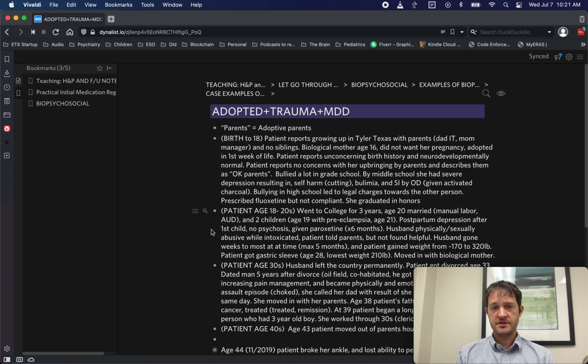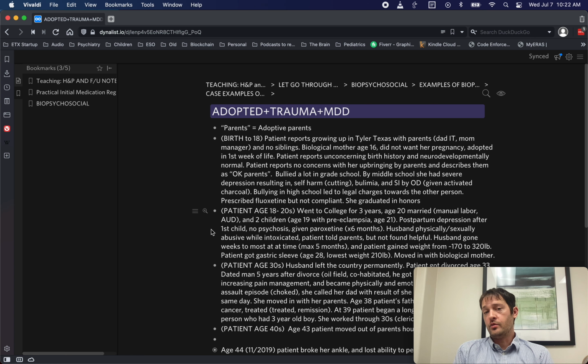So I wrote parents equals adoptive parents because it seemed relevant at that point. All the numbers in these patients are changed. It's not the right age, might not be the right sex, wrong jobs, all that stuff. Anyways, birth to 18, patient reports growing up in Tyler, Texas with parents, dad, I put it in brackets because this is the dad now, dad IT, mom, manager, and no siblings. Biological mother was age 16, did not want her pregnancy, adopted in first week of life. Patient reports unconcerning birth history and neurodevelopmentally normal.